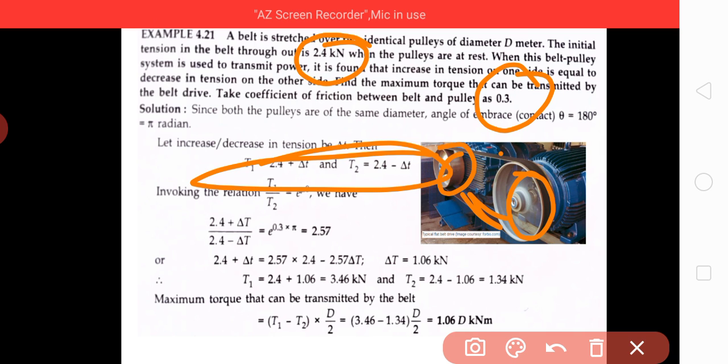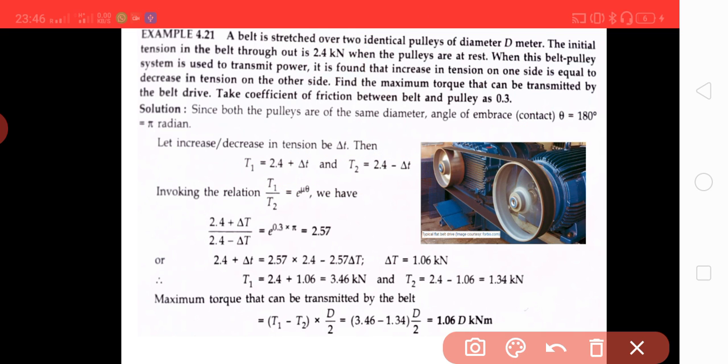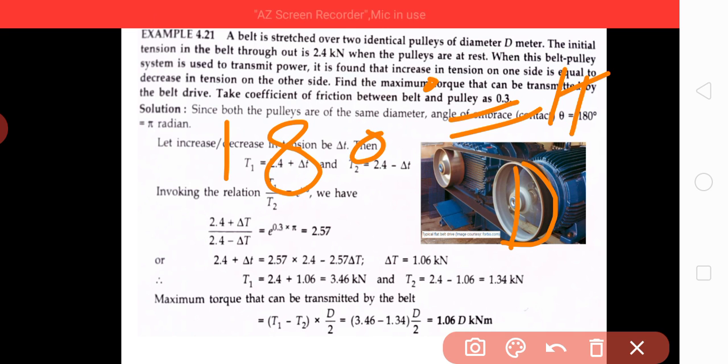Now invoking the relation T1 upon T2 equal to e to the power mu theta. So (2.4 plus delta T) upon (2.4 minus delta T) equal to e to the power 0.3 into theta. Here theta is equal to pi because both the pulleys are of equal diameter. Hence this much will be the arc of contact, which is equal to 180 degree or pi radian.